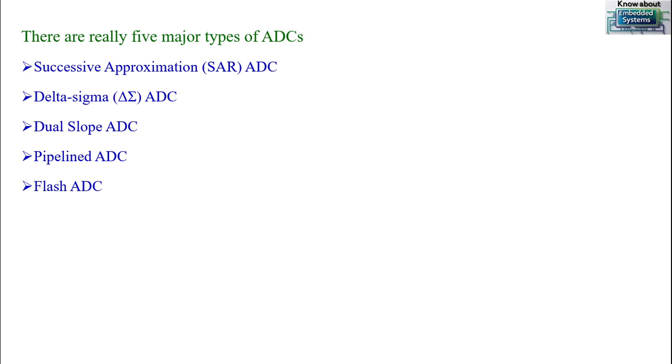Coming to the types of ADCs, there are 5 types available. We have SAR ADC, the most important and most popular ADC, which stands for Successive Approximation Register ADC. Then we have Sigma Delta, Dual Slope ADC, and then Pipelined ADC. The most popular ADC is the SAR type. Let us understand the detailed working of this SAR ADC with the block diagram.